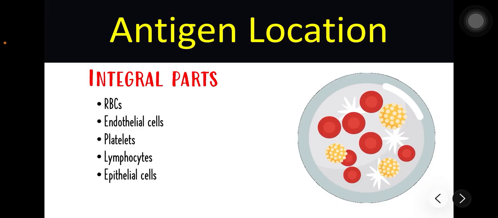Because these antigens are integral parts of the membrane structure, they often protrude from the surface in three-dimensional configurations, making them accessible to antibodies. So RBCs are the primary location for blood group antigens, where they form part of the lipid bilayer or extend from the surface.